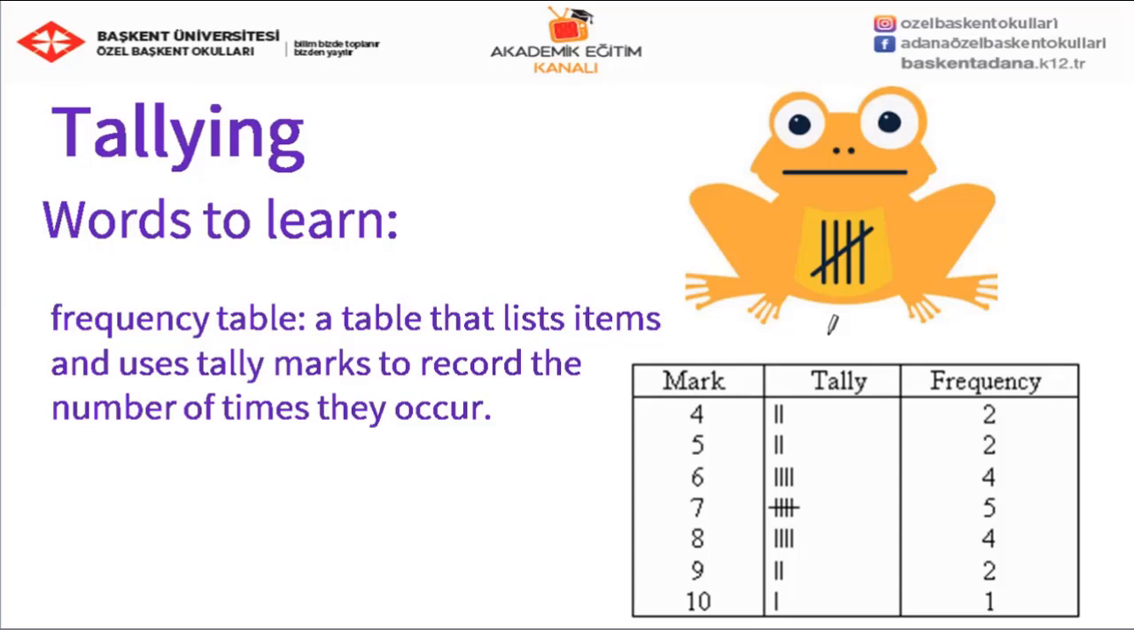Tallying. Words to learn. Frequency table. Frequency table is a table that lists items and uses tally marks to record the number of times they occur. These are the tally and these are the frequency. These are the items, which is the data.